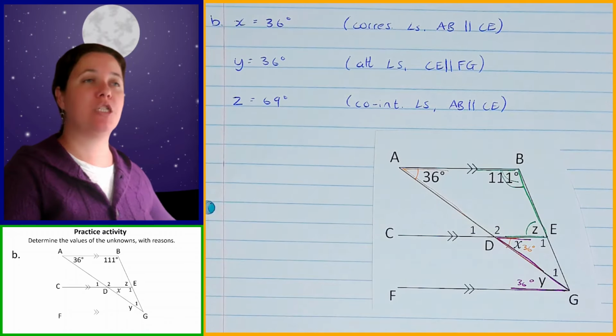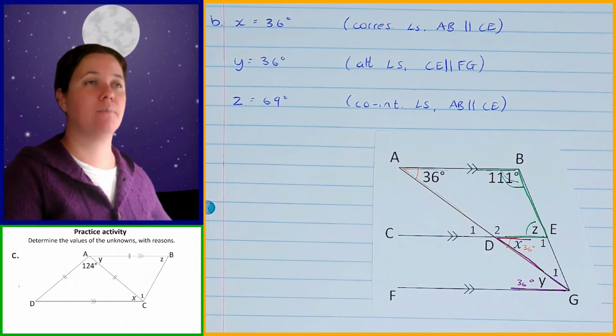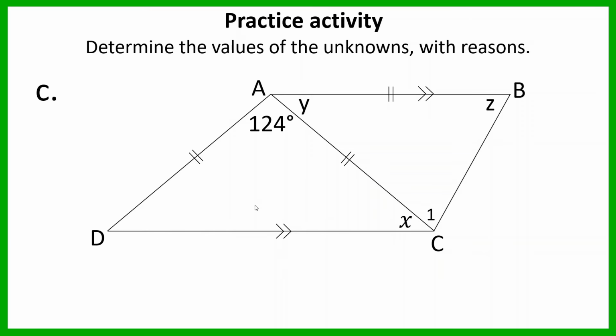Right, let's go on to question C. In question C, you've got AB parallel to CD, and you've been told that AD is equal to AB and also equal to AC. And you've been told that angle DAC is 124 degrees, and you need to work out the size of X, Y, and Z. I'm going to give you 4 minutes for this question.